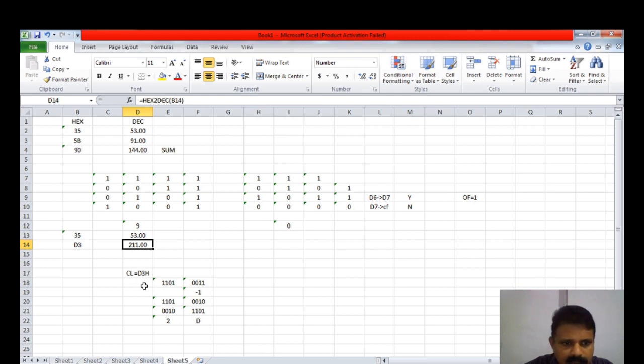Okay, let us do this: 35 plus D3. So actually D3 represents the number minus 45 in signed arithmetic.